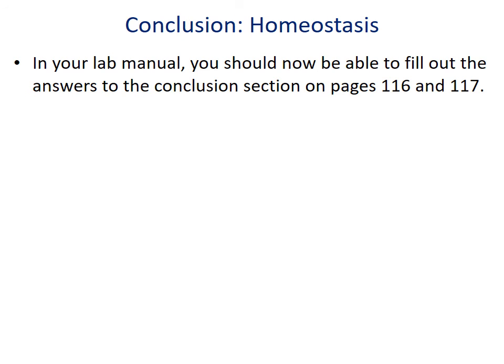At this point in your lab manual, you should be able to fill out the answers to the conclusion section for chapter 11. That's pages 116 and 117 using your top numbers. The conclusion, homeostasis, has questions 1 through 3 there, which involves table 11.6. So make sure you get those all filled out. And you also need to do the lab review for chapter 11. That's posted as a Moodle assignment, so you can fill it out on Moodle when you're done with all these sections.